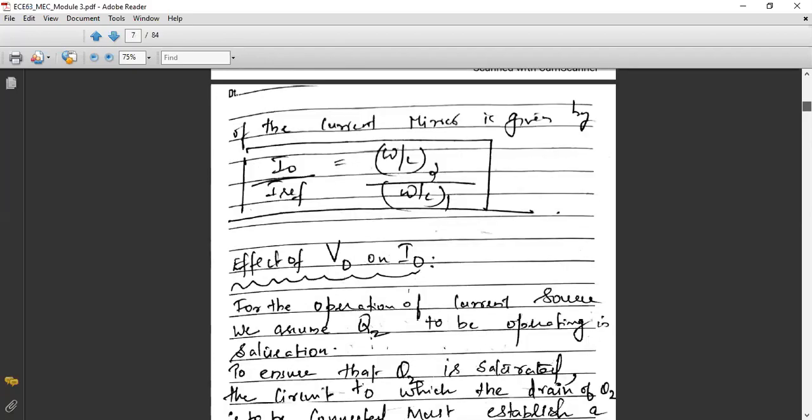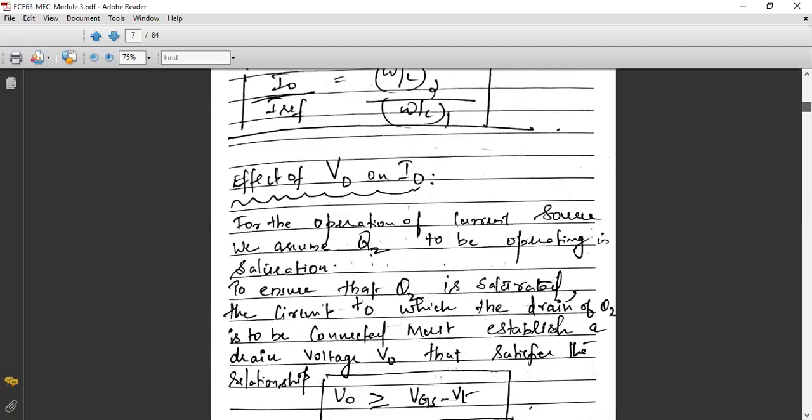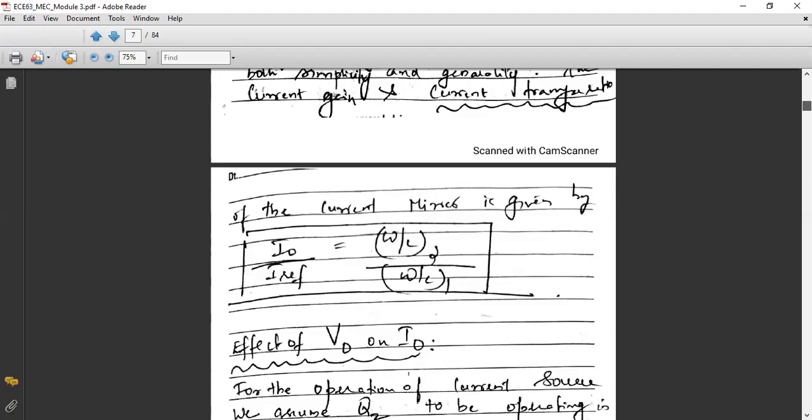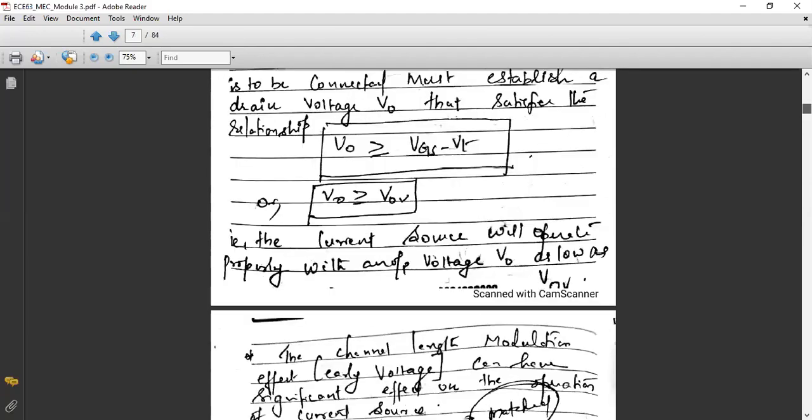The question will be like this: establish a relation between output current and output voltage of a current mirror circuit. So this you need to practice.